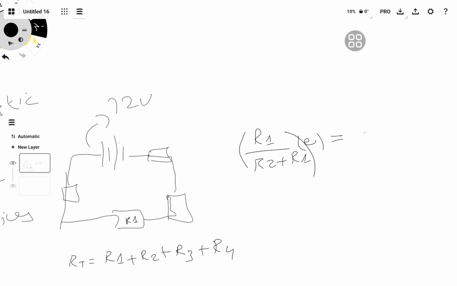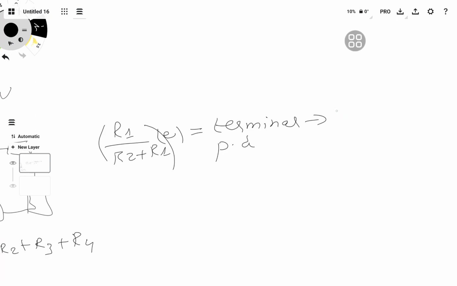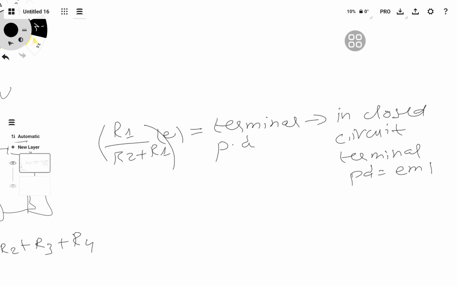But basically this gives terminal PD, which is basically the loss of energy at one point. Terminal PD is that at any point in a closed circuit, terminal PD equals EMF. So if we don't have a closed circuit where electricity is just flowing everywhere, it will basically turn into a disaster, and it will be very bad, because someone can get shocked.